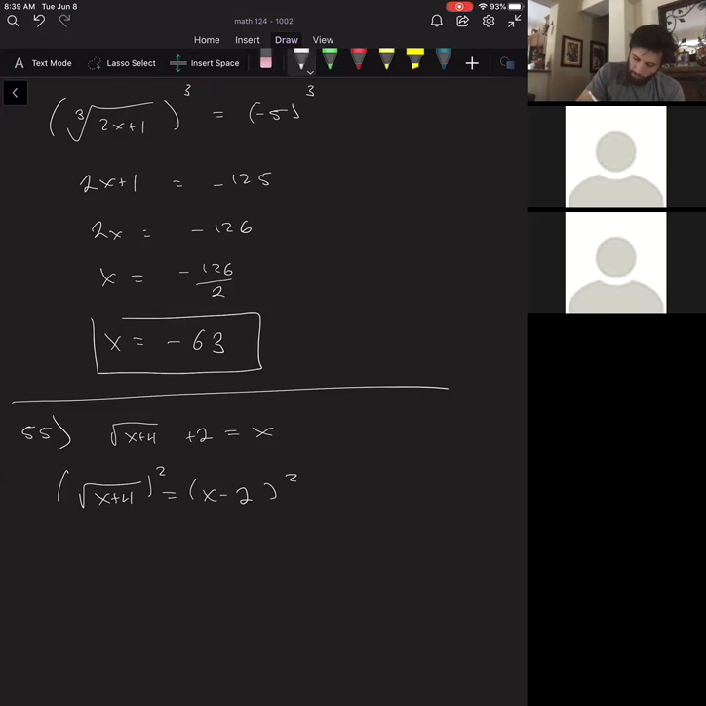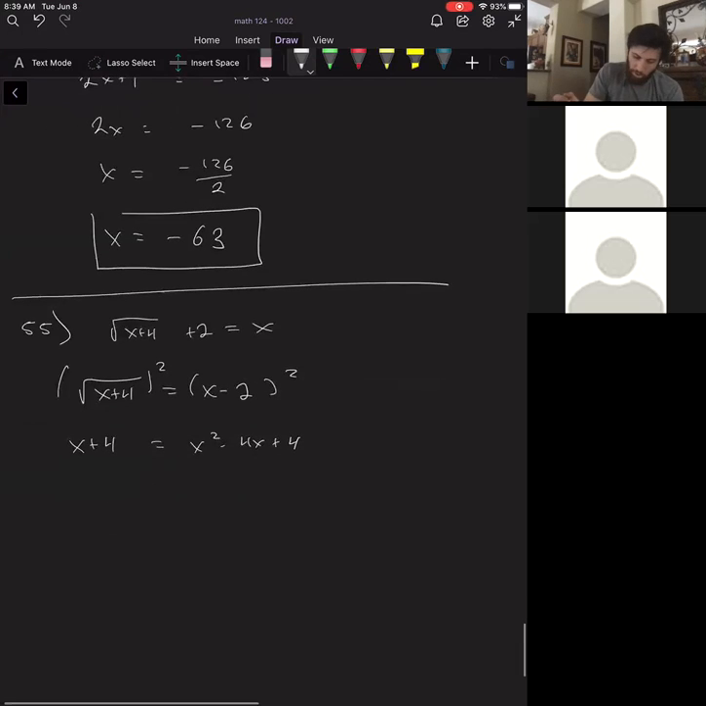We square the square root sign, so that goes away. Now, if we square this over here, we're going to get x squared minus 4x plus 4. Now to solve, we have to set this equal to 0 and then factor. So we're going to get 0 is equal to x squared minus 5x. Oh, and those 4's cancel. All right, so in this problem, we have 0. Let's factor out the x minus 5.